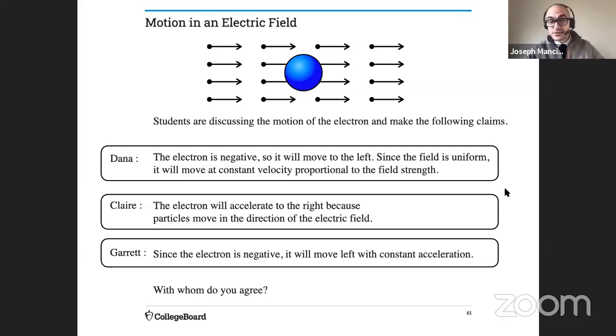But Garrett says the electron is negative. It'll move left, correct, with constant acceleration. Now, the electron experiences constant force, and the result of constant force is constant acceleration. Garrett had it right the whole time. Here comes the next question.